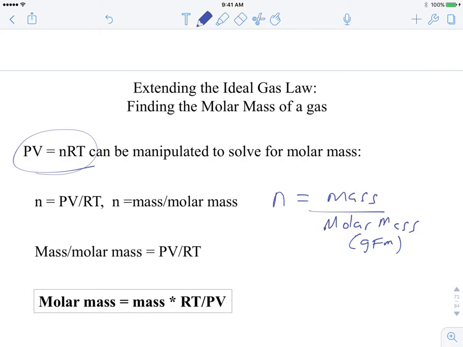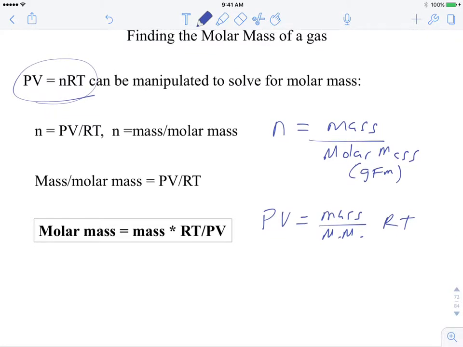So now what I can do is rearrange things, and I can say pressure times volume equals mass over molar mass times RT. And if I wanted to, I could rearrange this a whole number of different ways. I can bring the molar mass by itself, and I can have mass, volume, pressure on the bottom as well, RT like this.